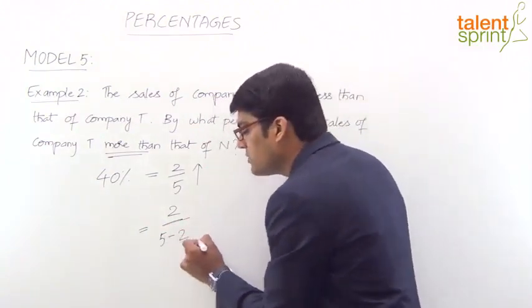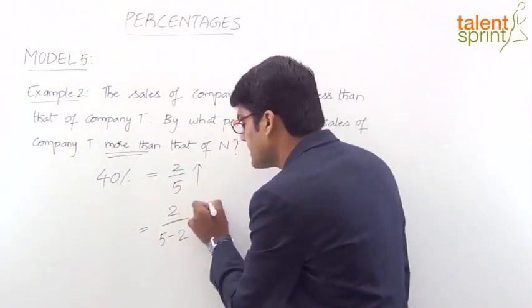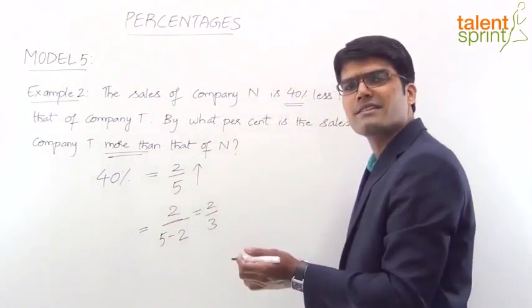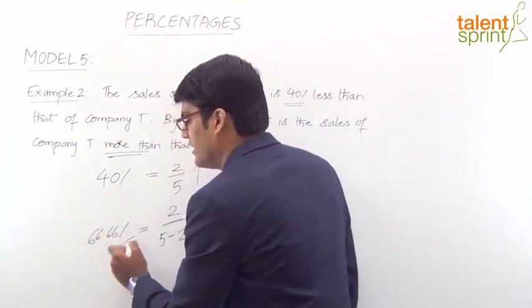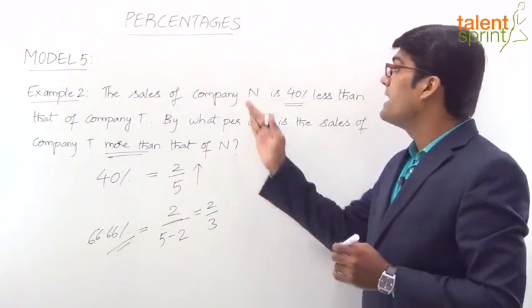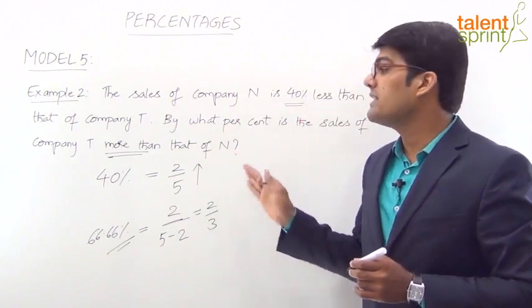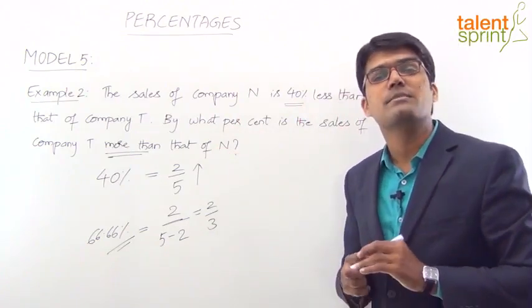So the numerator is 2, so we'll make it 2 by 5 minus 2. Now what is 5 minus 2? 3. So this becomes 2 by 3. That's it. 2 by 3 is what in terms of percentage? 66.66%. So your answer for this question has to be 66.66%, which means if N is 40% less than T, then T is 66.66% more than N. As simple as that.